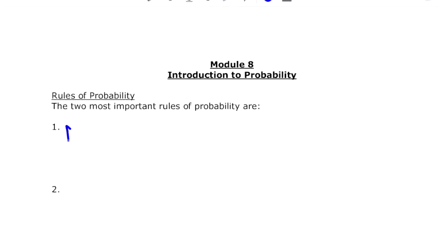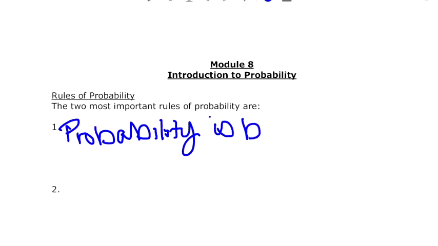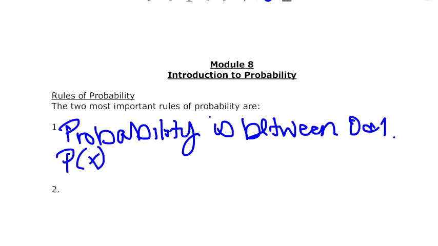The first rule is that a probability is always between 0 and 1. We can also write this as P of an event X is less than or equal to 1 and greater than or equal to 0. If you have a probability of 0, that means the event is impossible. For example, it is impossible to roll a 7 if you roll a single dice. So what that means is the probability of rolling a 7 is equal to 0.